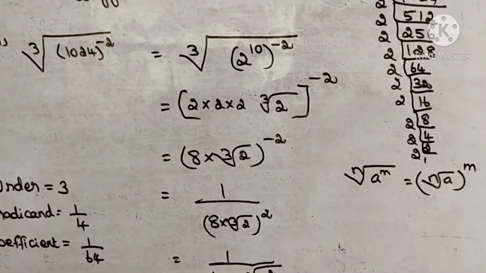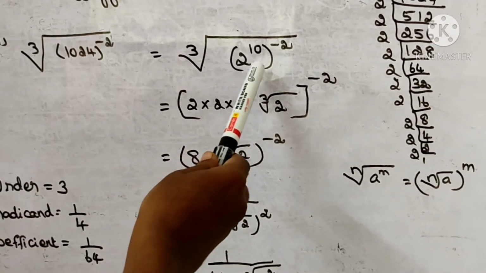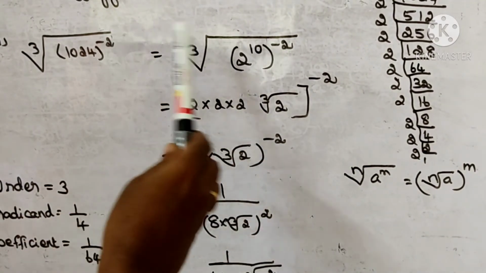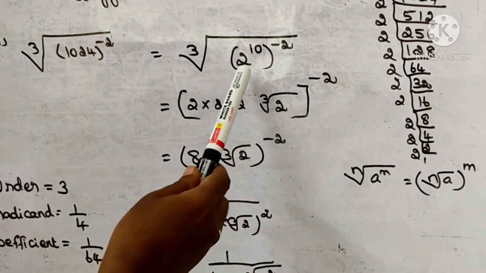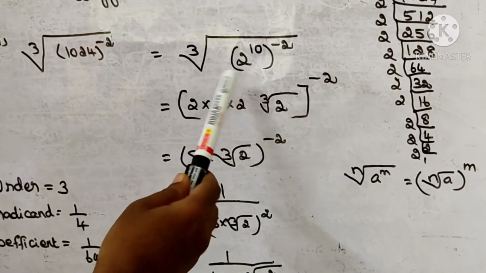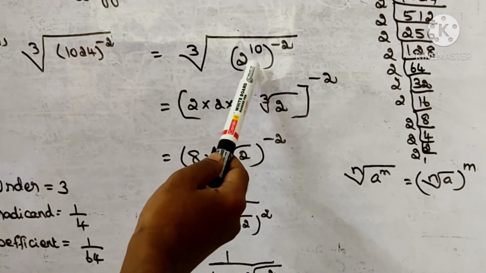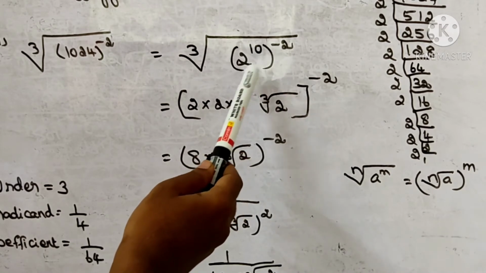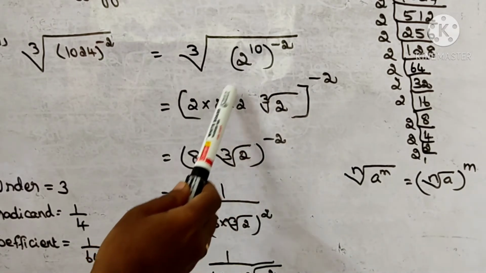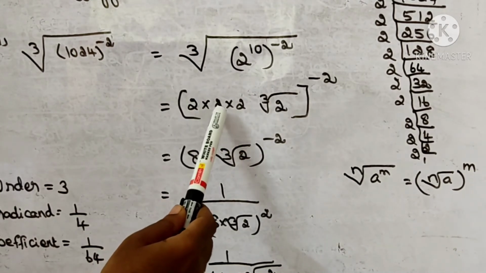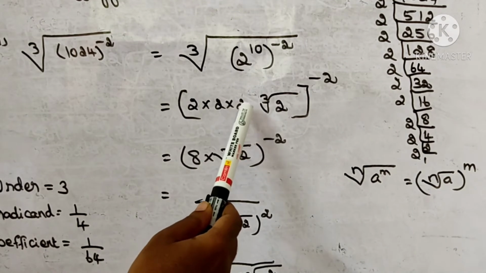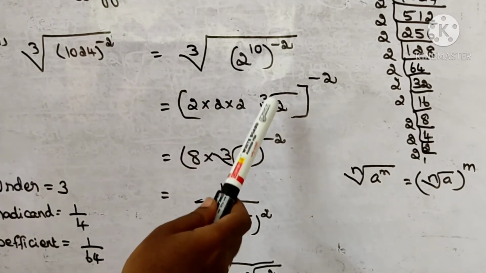Second part, cubic root of 1024 the whole power minus 2. So cubic root of 1024, we can write 1024 as 2 power 10, the whole power minus 2. Here cubic root is 3, so any number having a power of 3 inside the root, you take outside. Here 2 power 10: we take outside three 2's, because 2 power 9 is 2 cube. 2 cube is 2 outside, another 2 cube is 2 outside, another 2 cube is 2 outside. Balance only one 2 having in the root inside.